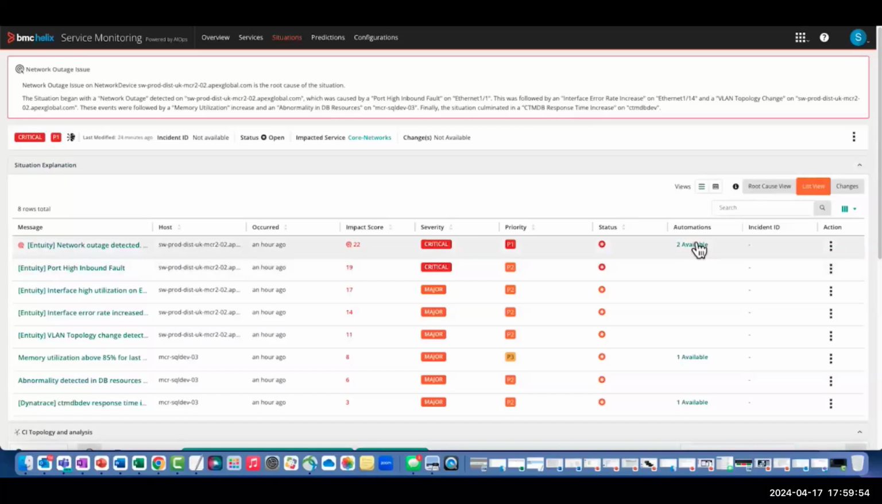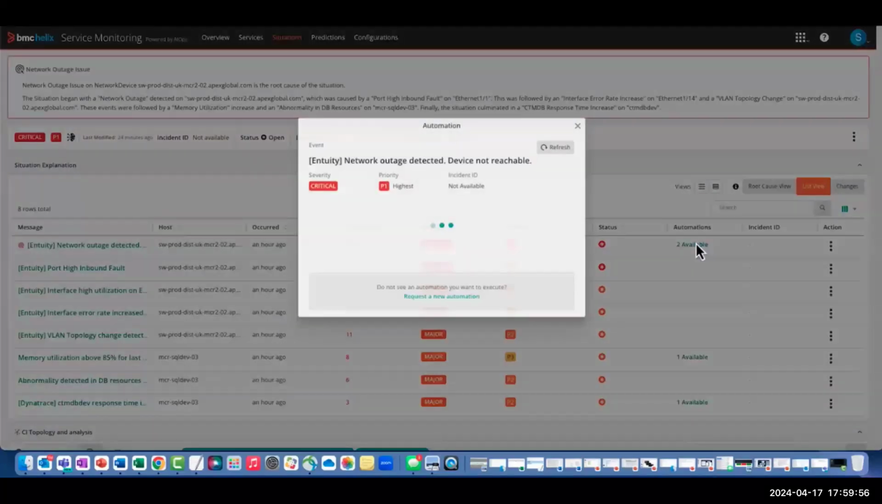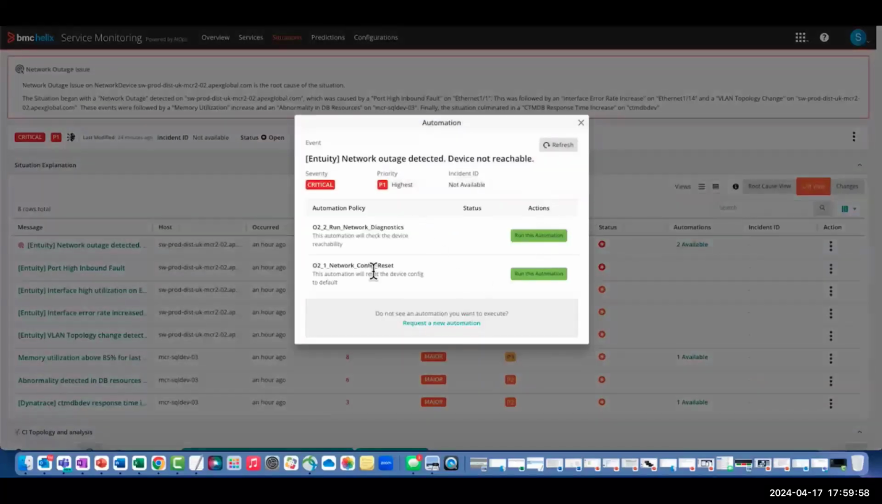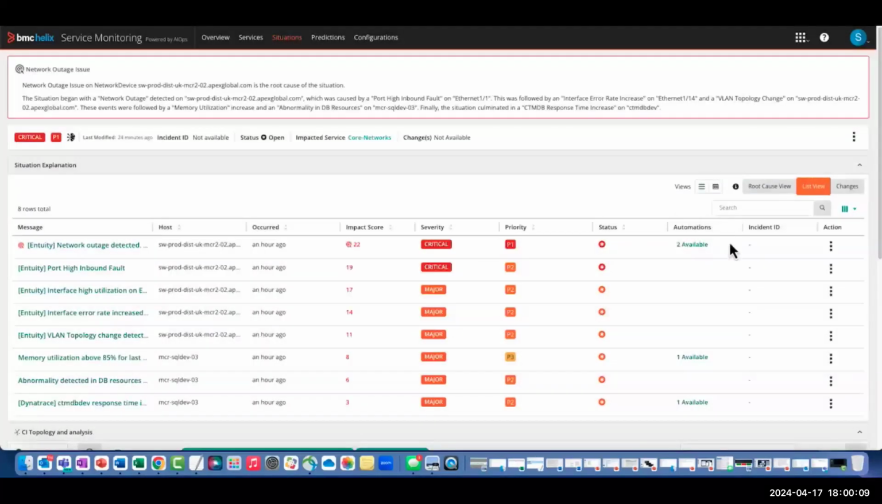And we also saw that in order to fix the issue, there are available automations that people and operators who may not be network experts can just go in and run, because we know that these automations are going to fix the primary problem here.